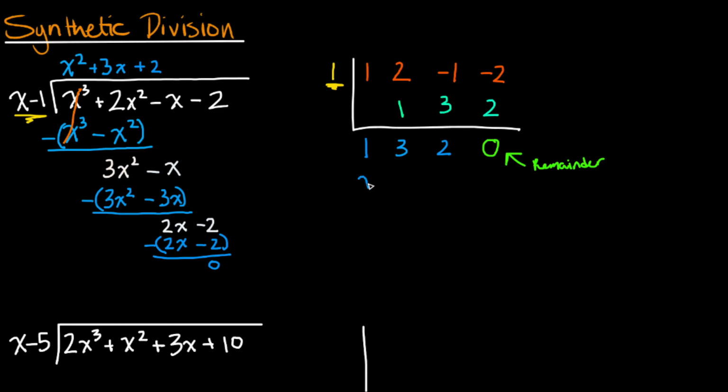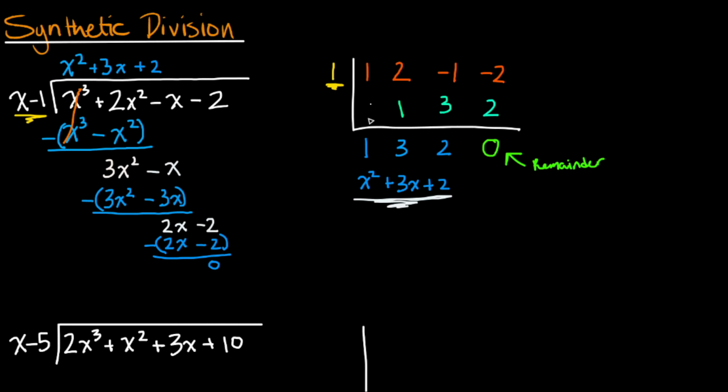So you write x squared. And we know that we're just moving down from that. So we're going to go plus 3x plus 2. And there's a remainder of 0. So this is our final answer.